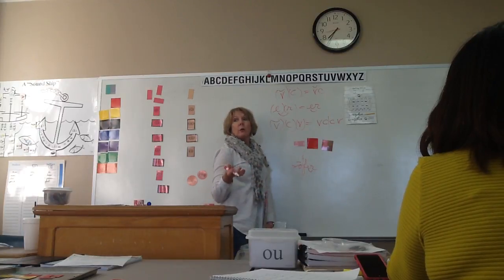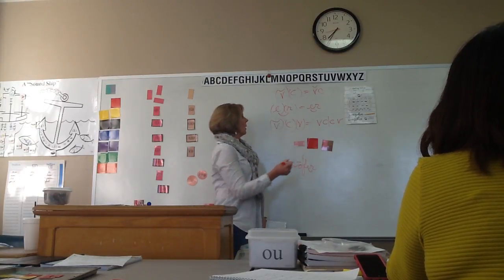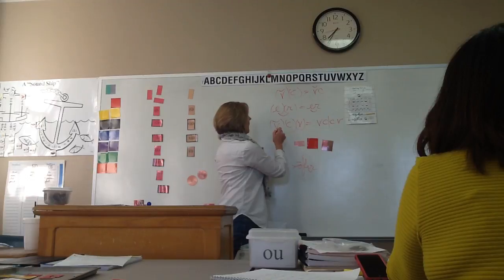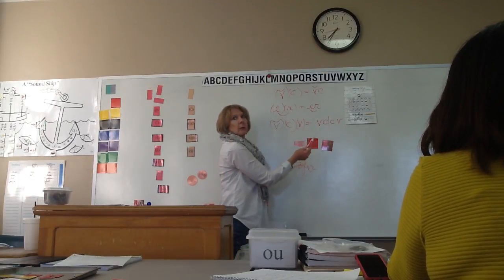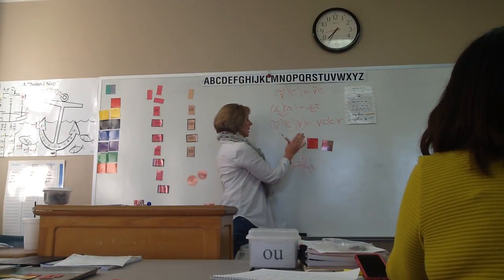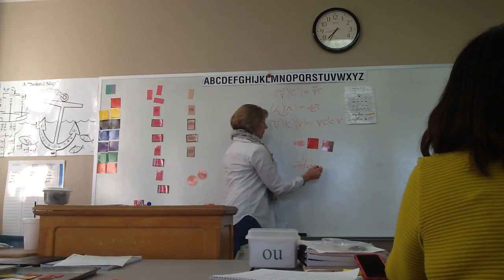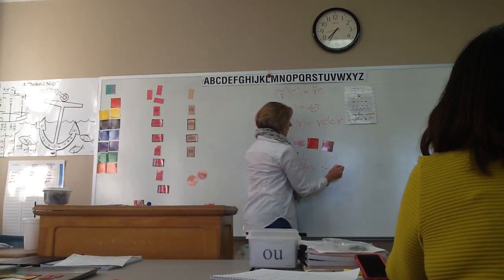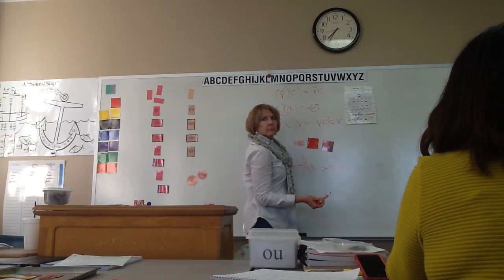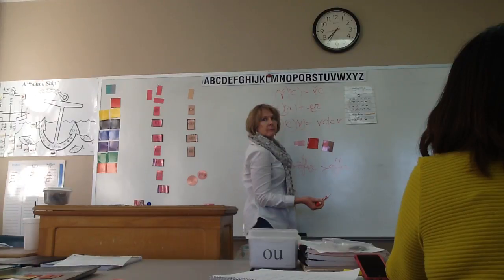Over. Did I say over? No, I said offer. So how do we keep the vowel short? We have to double the consonant, so let's touch and spell. O-F-F-E-R. All right, let's name and write it. O-F-F-E-R.